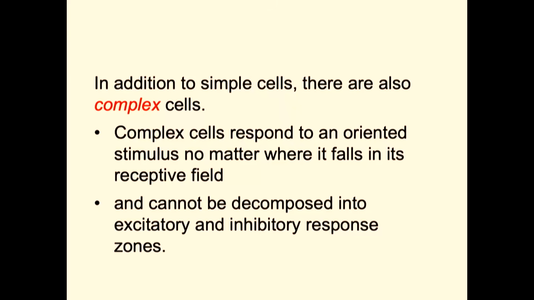Okay? So that's characteristic of a simple cell and consistent with the idea that there's a linear filter with an excitatory region, so if you hit that with light, you get a big response, and if you're in the inhibitory side lobe, you get a small response. But complex cells behave very differently. They respond no matter where the stimulus falls in the receptive field, and as a consequence, they can't be decomposed into these excitatory and inhibitory response zones.